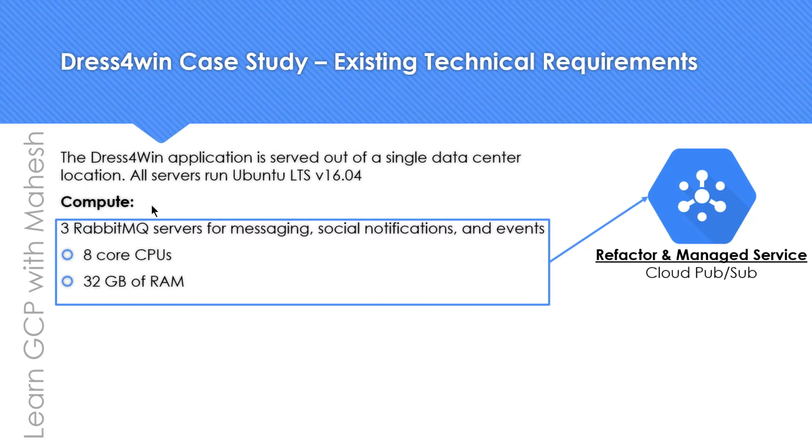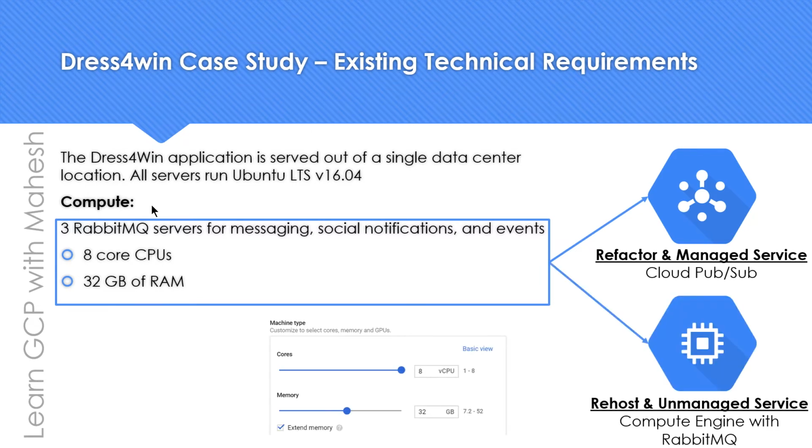The second option is if Dress4win does not want to change anything, they want to do an as is migration. It is very straightforward. Go with the rehost option, which is on a Compute Engine, which becomes an unmanaged service, meaning you need to manage your operating system, manage your RabbitMQ, patch it, upgrade it, everything has to be managed by you. That's the reason it becomes rehost, which is as is migration and an unmanaged service. So it is on your Compute Engine with RabbitMQ installed. And since it is 8 core 32 GB of RAM, it has to be a custom machine type. So that's our first requirement.